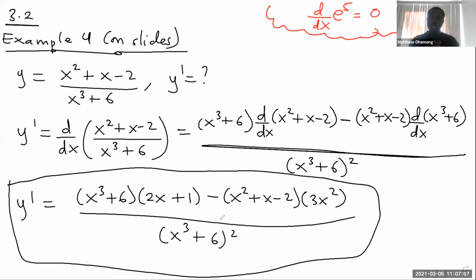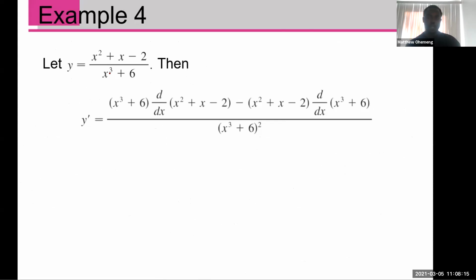That's the quotient rule example. Please, any questions here? Anybody needs time here? Okay, so that's the quotient rule: low D high minus high D low, all over the square of what is low.